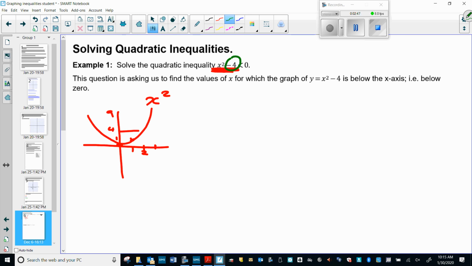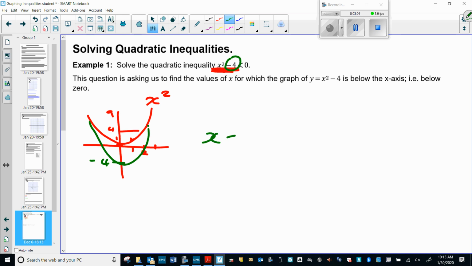It changes the y-intercept. At the moment the y-intercept's at 0. Where will the y-intercept be? It shifts it down 4 units, to negative 4. You all happy with that? Because the whole graph just shifts down.